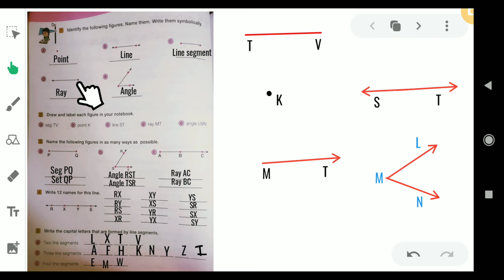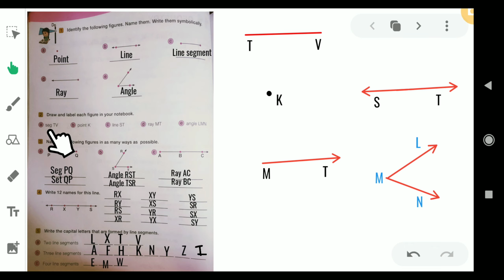Just look at this figure. It has one end point and the other end can be extended infinitely. You just look at this arrow mark. This shows that this end can be extended infinitely and the other end has the end point, so this is a ray. And when two rays meet at one common point, they form an angle, so that is why this figure is an angle. So we have identified the figures and named them: point, line, line segment, and finally we have represented them symbolically. Let's move on to the next problem, that is, draw and label each figure in your notebook.